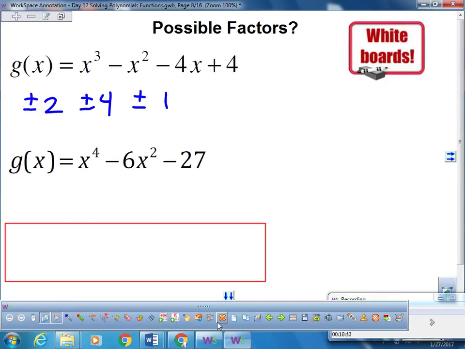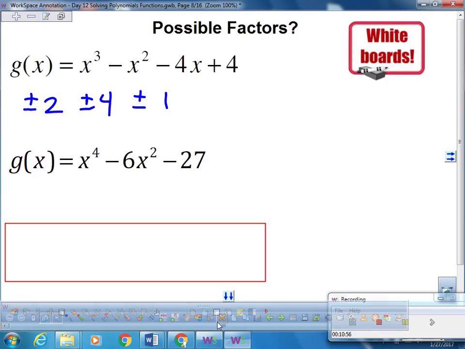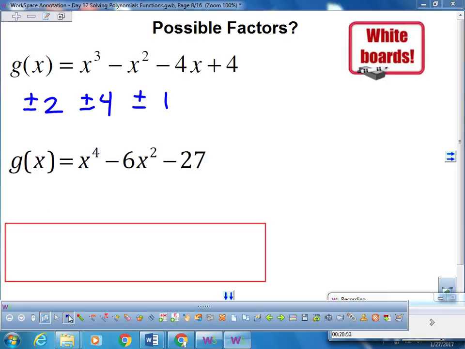Look at that one. What could you try here? That one's easy, right? This is where synthetic division comes in very handy because you can do it very quickly and figure out if those are zeros. Plus or minus, let's start with the most simplest. 1, then what? 3, then what?